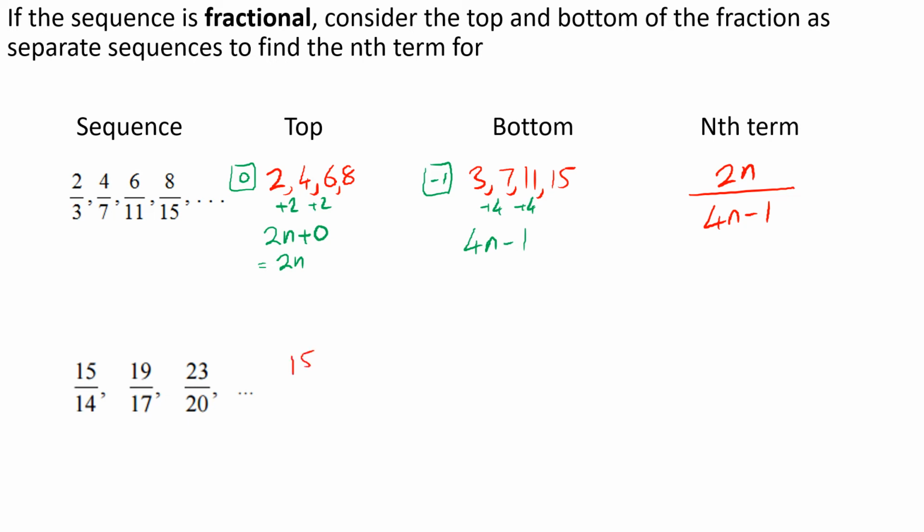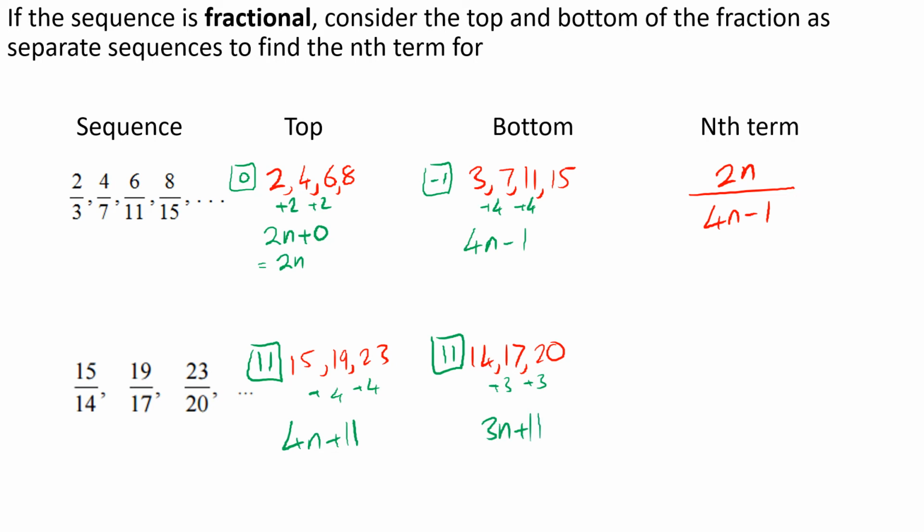Well, the top goes 15, 19, 23. The bottom goes 14, 17, 20. We're going up in 4s. We're going up in 3s. Our zero term was 11, actually. It wasn't 12, was it? Our zero term was 11, and our zero term is 11 as well. So our nth terms are 4n plus 11 and 3n plus 11. So our nth term overall looks like 4n plus 11 over 3n plus 11. So yeah, fractions, top and bottom, do them separately.